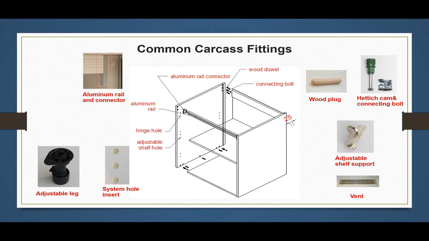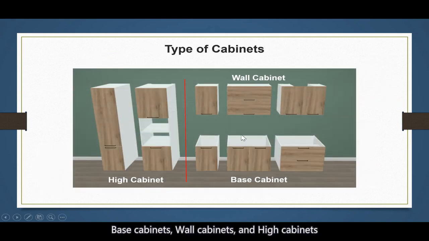So when you need to use this hole, we can remove these inserts and adjust the shelf locations. And when you don't need to, for unused holes, you can use these system hole inserts to cover them. And for the last part, this is a vent. These are vents we use for the stove cabinets. They can be installed on the bottom panels to increase ventilation and let more air go in. So it's not hard to imagine that cabinets in similar locations should have similar types of structures. Therefore, according to different cabinet positions, we categorize kitchen cabinets into three big groups: the base cabinets, the wall cabinets, and the high cabinets. Matching with these are the base carcass, the wall carcass, and the high carcass.